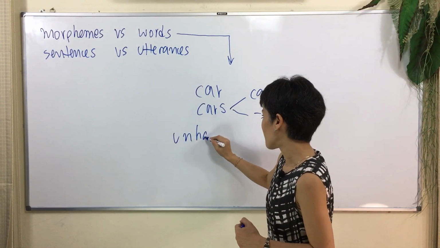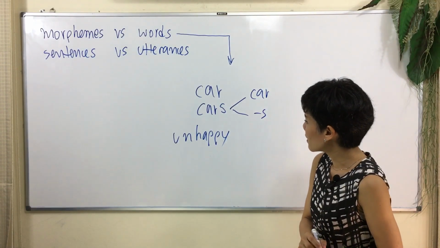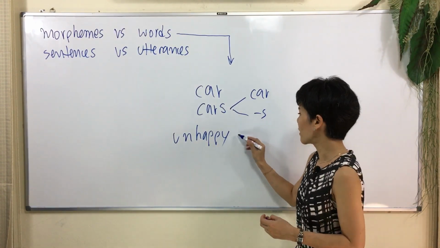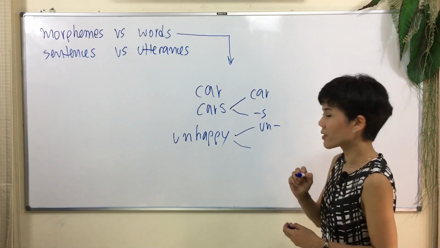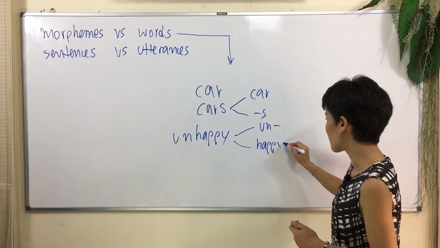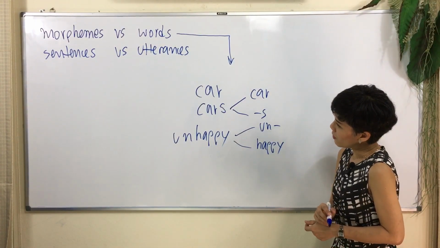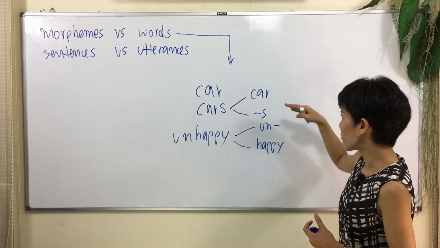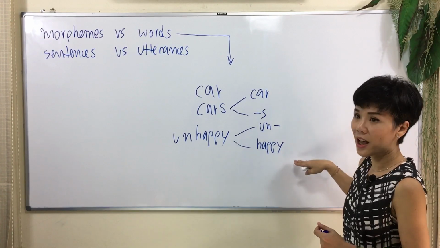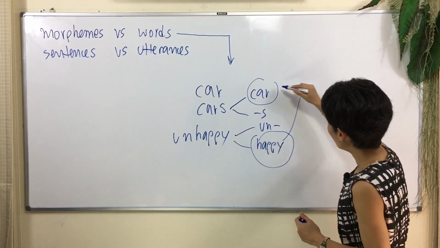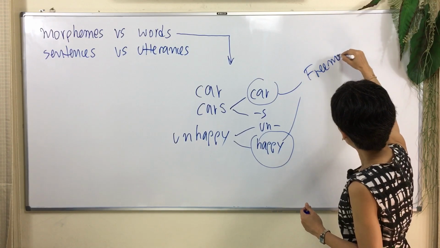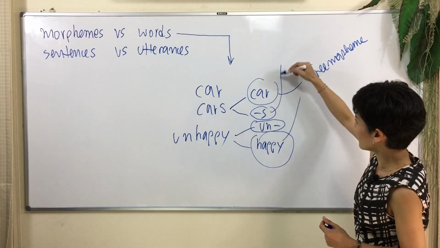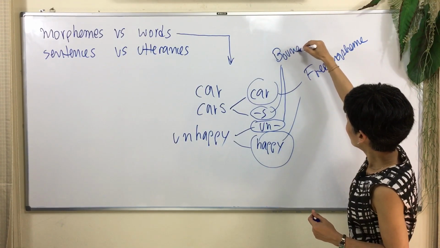Another example, unhappy. Again, this is a meaningful word and it could be divided into 2 morphemes: the morpheme which means not, and the morpheme which shows the state of mind of being happy. So the morphemes that combine into a word could be free morphemes, like car, like happy. These are free morphemes. Or it could be bound morphemes, like the -s and the un-. These are bound morphemes.